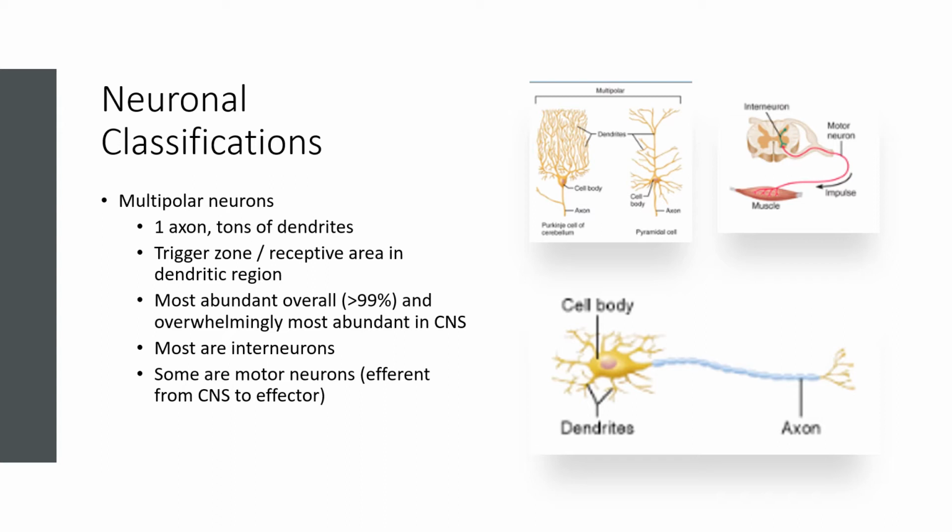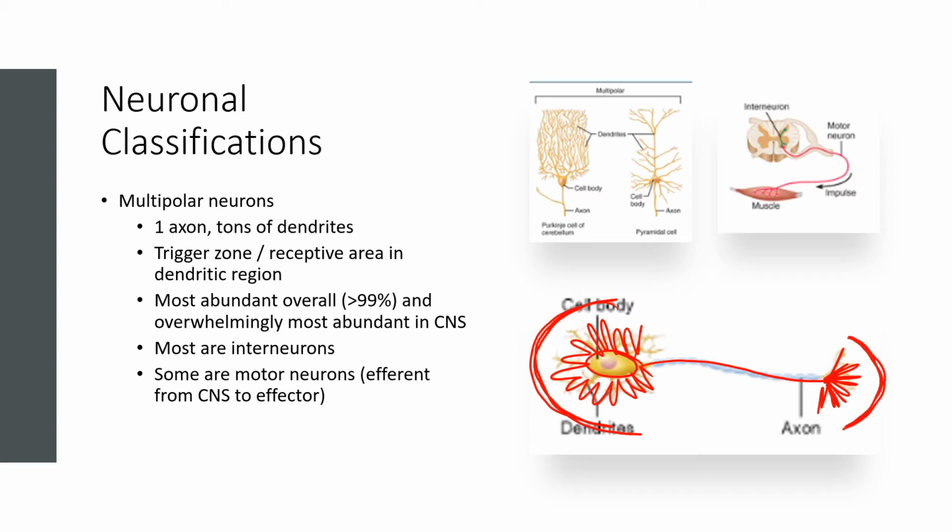In the case of a multipolar neuron, you have one axon to a cell body, and lots of dendrites that branch many times. The receptive end is at the dendrite end. You have lots of branching axon terminals, and this is the transmittive end.